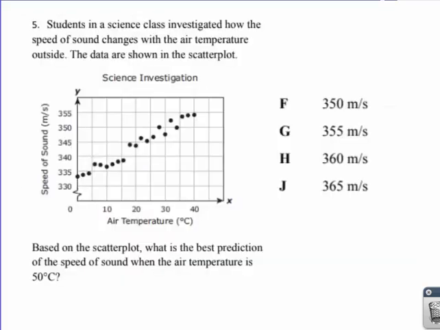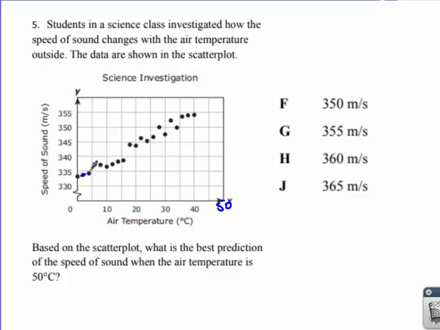One more question about a scatter plot then. Okay, students in science class investigate how the speed of sound changes with the air temperature outside. The data are shown in the scatter plot. So based on the scatter plot, what is the best prediction of the speed of sound when the air temperature is 50 degrees Celsius? So this one does appear to be going uphill. So the best way to determine a prediction based on 50, because we've got 10, 20, 30, 40, so 50 would be right here, is to actually draw the trend line in.